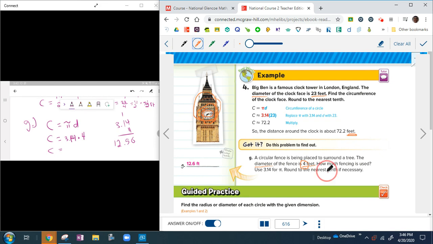Since it says to round to the nearest tenth, I chop it off after the tenths place, and this 6 here tells me to round up to approximately, I should have used those symbols, 12.6. And what are my units? Looks like feet. All right, there we have it.